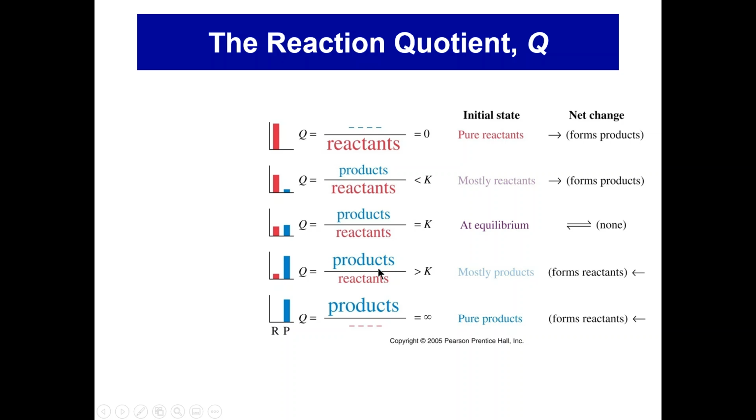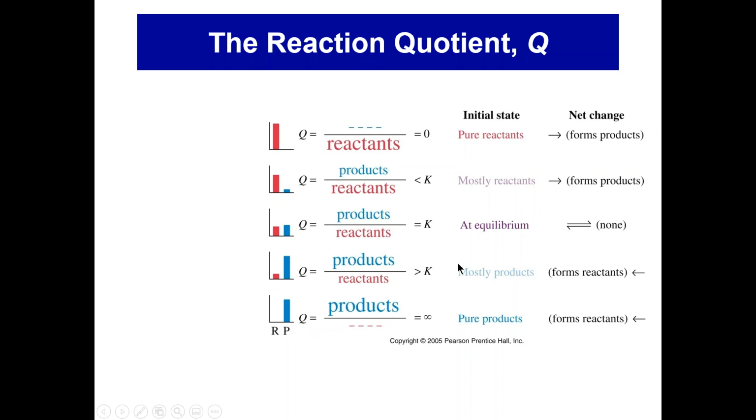Now, on the other hand, if you have a situation where Q is greater than K, that means that the amount of products is too large, and therefore the reaction will shift in the reverse direction. In other words, from right to left, to form more reactants and decrease the amount of products until Q is equal to K. And then at the other extreme, where you have no reactants and only products, what that means basically is that the products will themselves react to form more reactants, and therefore the reaction will shift, again, from right to left, and that will continue until the Q value decreases to become equal to K.